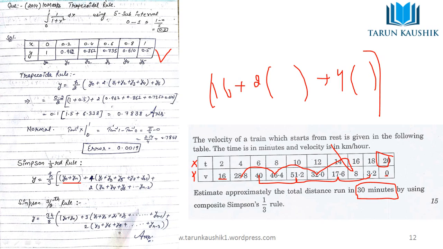What is h? h is 2, because the gap is 2, so 2 by 3. Do the multiplication and you will come to know about 400 or 450 something. So you will get the answer for the 20th minute. In the 20th minute, the total distance is 240 or 245, 450. Okay, these are 20 minutes and 450.